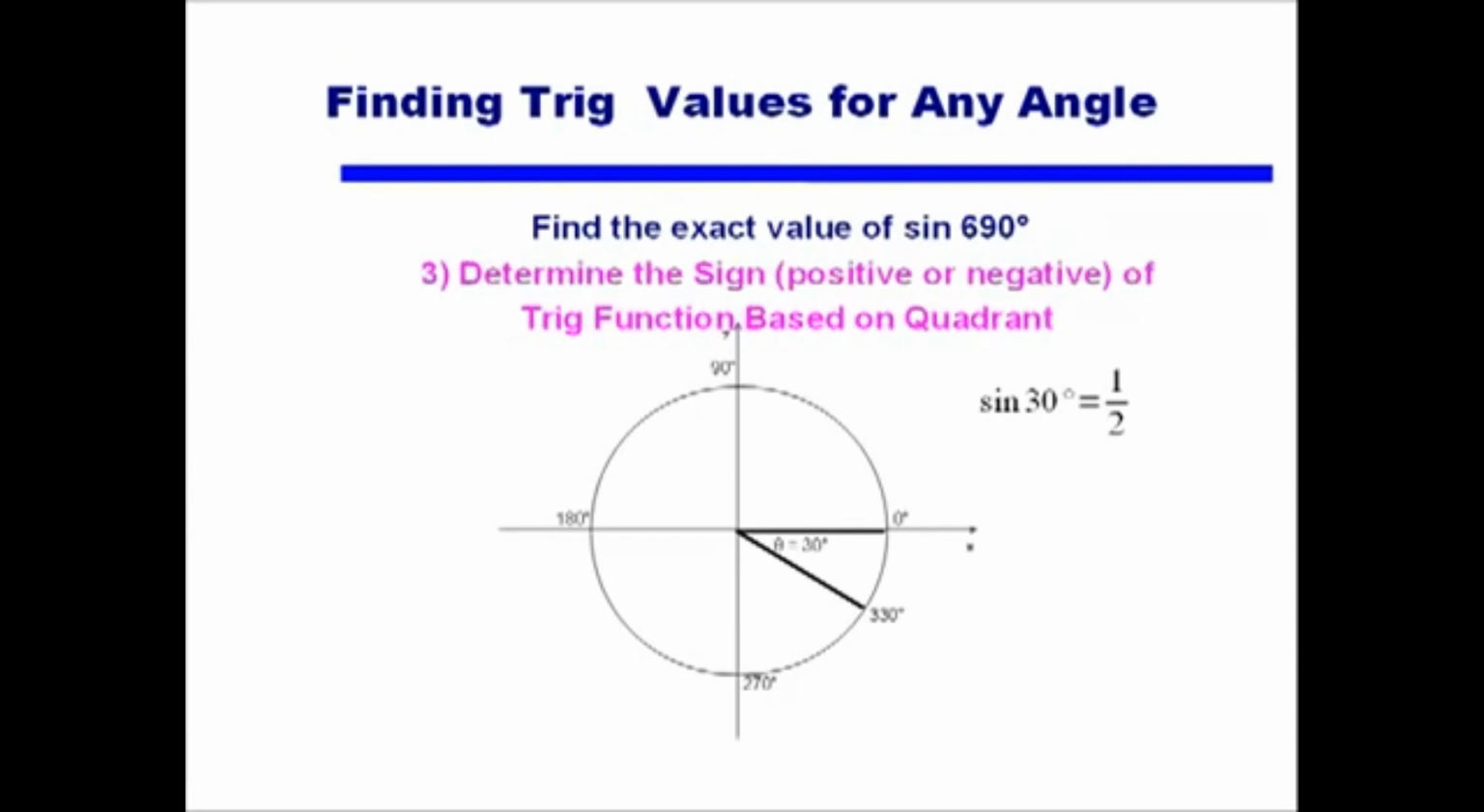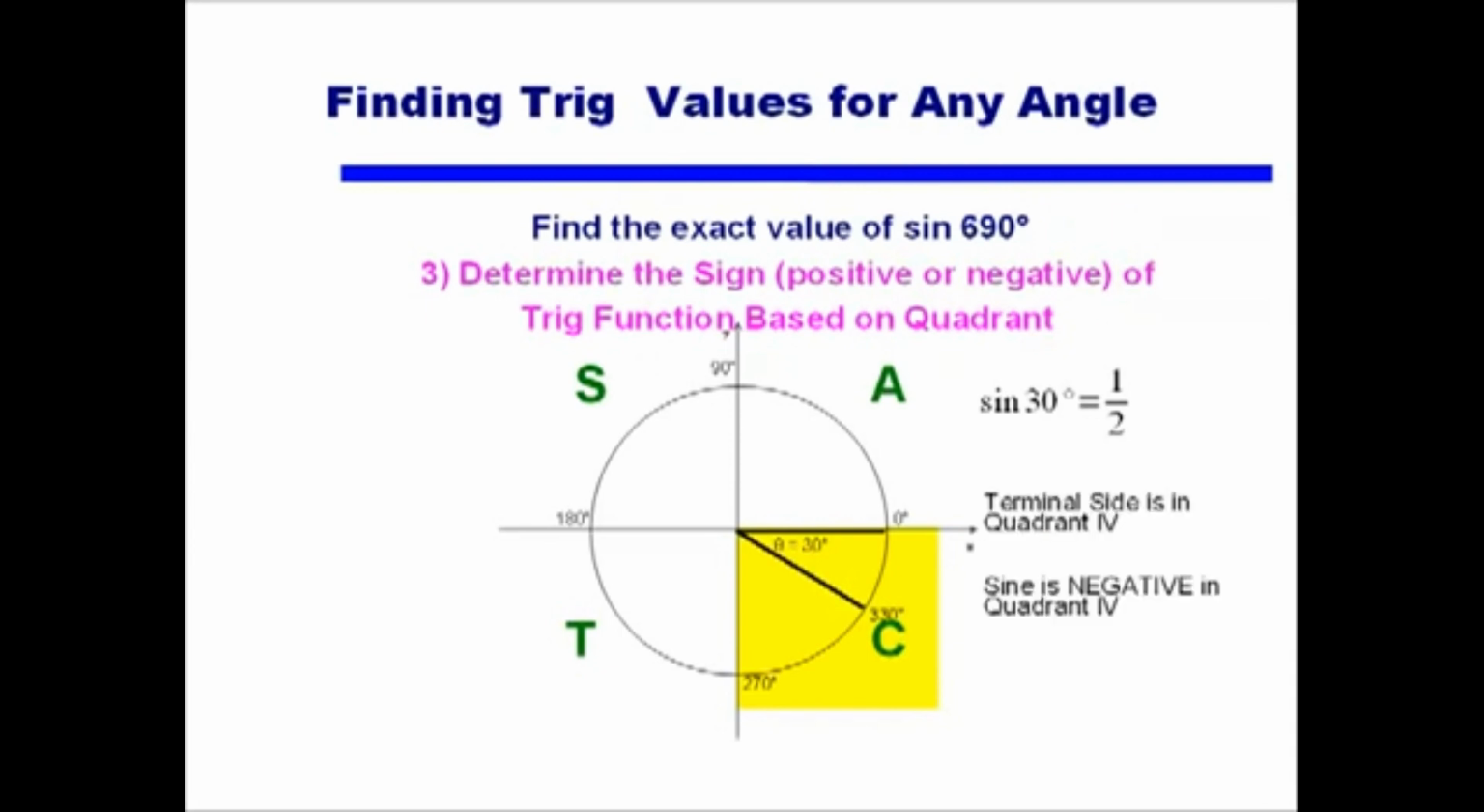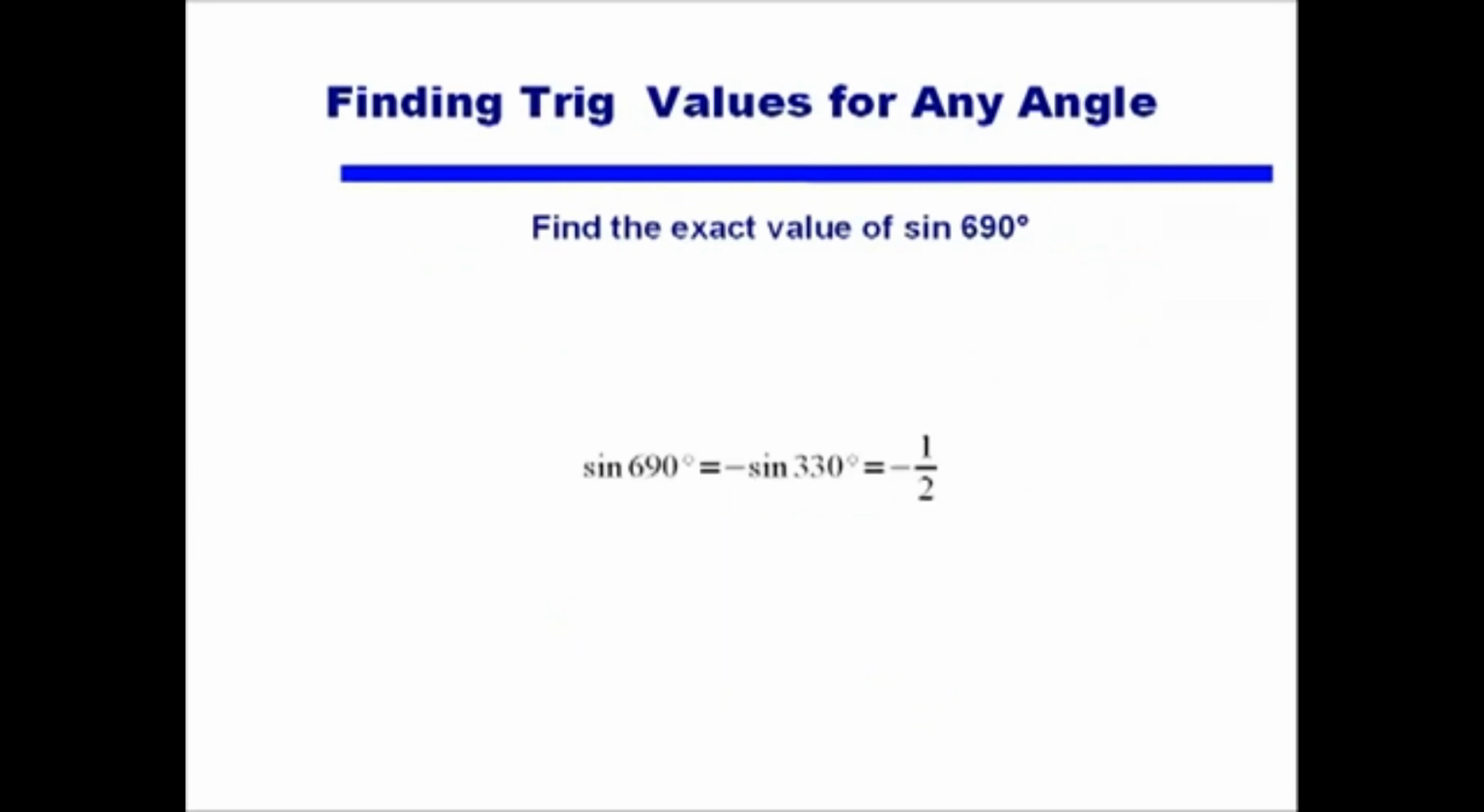Our last step again, figure out the sign of the trig function based on the quadrant. If we have a sine in the fourth quadrant, we know that sine in the fourth quadrant is negative, so our answer will be a negative number. So sine of 690 degrees is equal to negative sine of 30 degrees, or negative 1/2. Again, you can check this using your calculator.